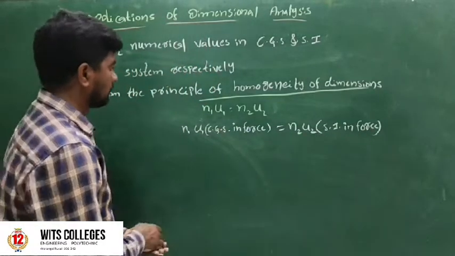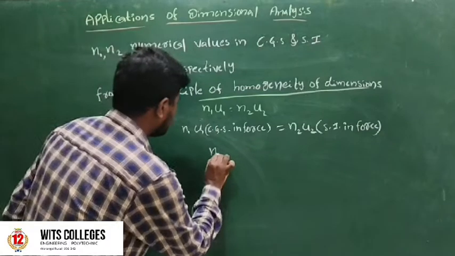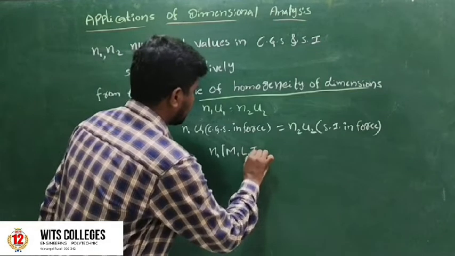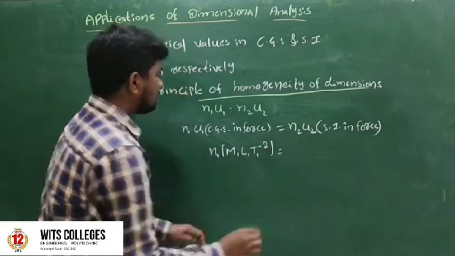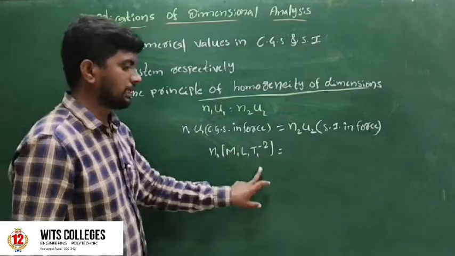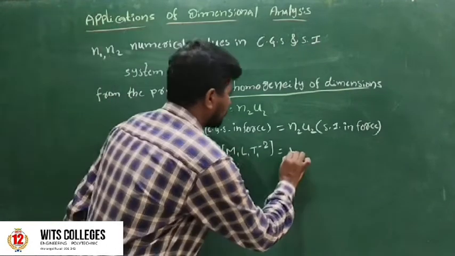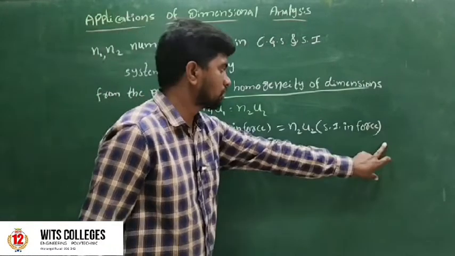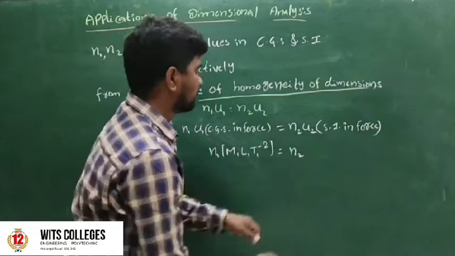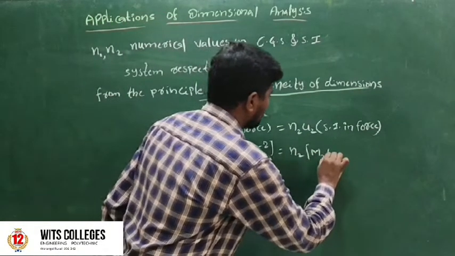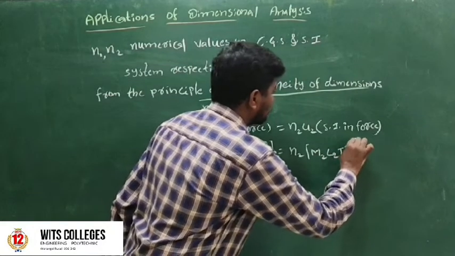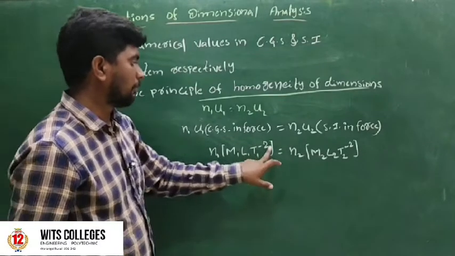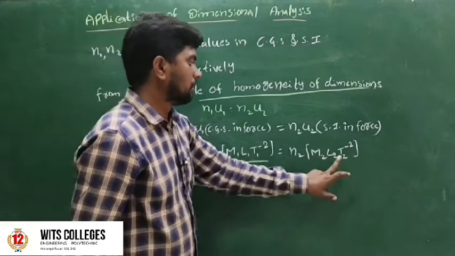What does U1 mean? The CGS unit of force, so N1 into M1 L1 T1 to the power of minus 2. This is the dimensional formula of force in the CGS system. Next is N2 into U2, where U2 means the dimensional formula of force in the SI system, M2 L2 T2 to the power of minus 2.